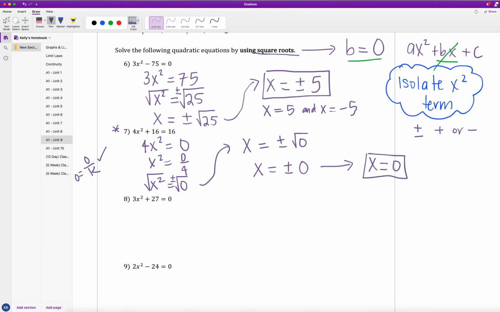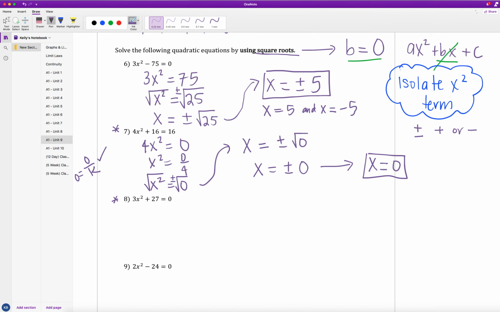So just like we saw in the graphing, we had some answers that gave us 2 answers, some that gave us 1, and some where we actually got no solution. That's still going to be true as we solve using other methods because they're all quadratic equations. So in our example 6 here, we ended up getting 2 solutions. In example 7, we actually only have 1 solution now. Why don't you guys pause the video and try example 8 on your own first.